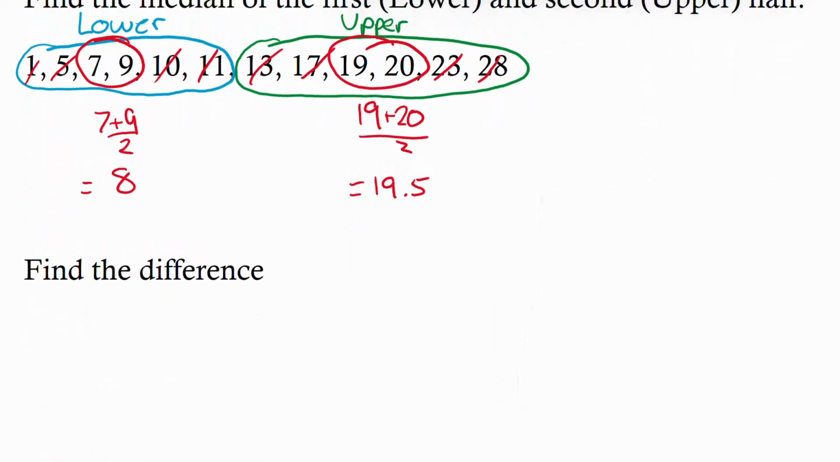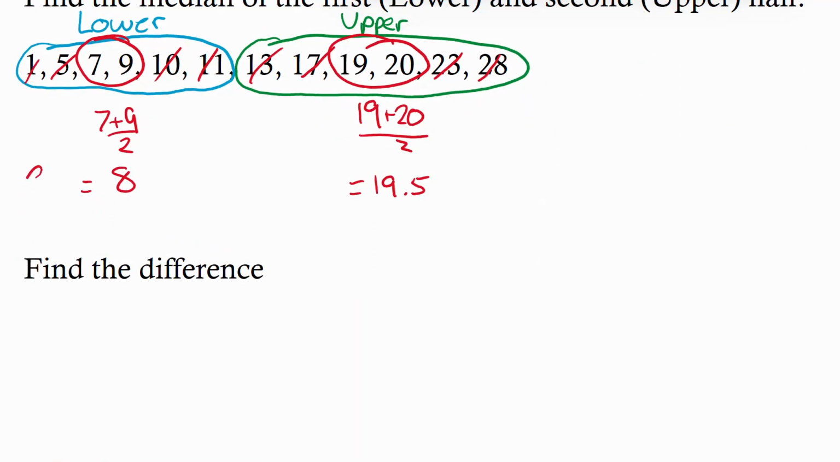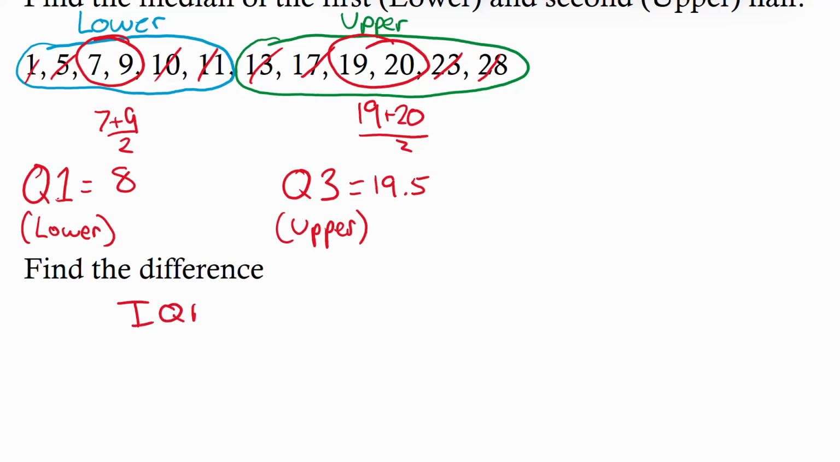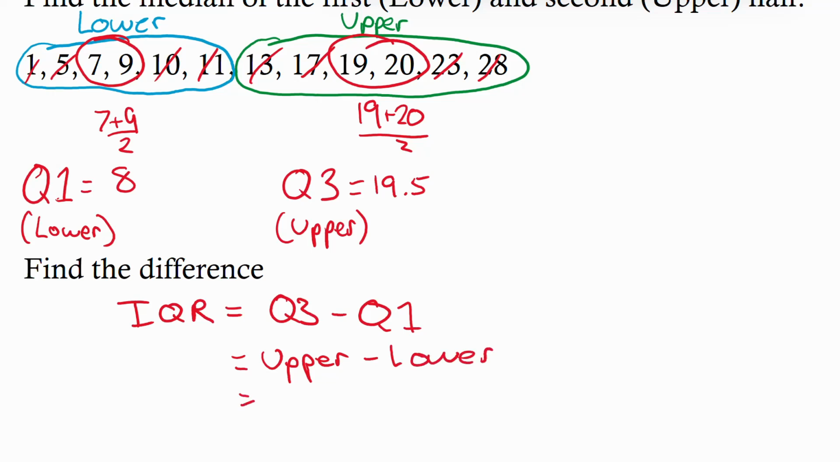Okay. Now that I've done that, I want to find my interquartile range. Now, in other ways, this is called quartile 1, and this is called quartile 3, or this is also called the lower, and this is called the upper quartile. Now, your interquartile range, or IQR, is your quartile 3 minus your quartile 1, or your upper quartile minus your lower. Now that we've got both of them, we can put that in and we've got 19.5 take away 8. So my interquartile range is 11.5.